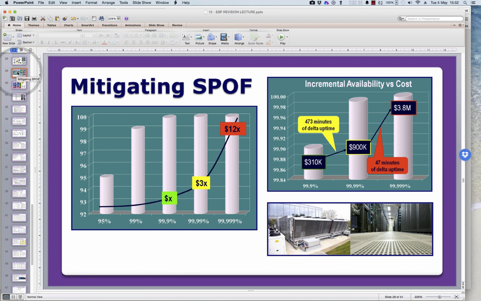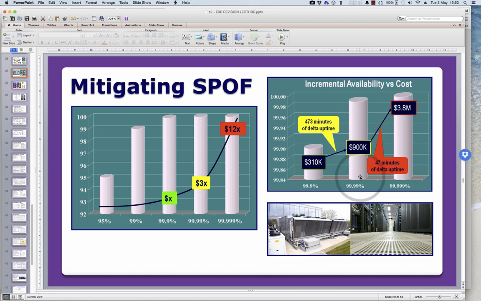So we could spend lots of money and have virtually no downtime at all. And this diagram on the right hand side here is showing that would cost us $3.8 million. But for 47 minutes less uptime, we'd only be spending $900,000. And look at the difference in uptime we've achieved. We still have pretty much a very good uptime.